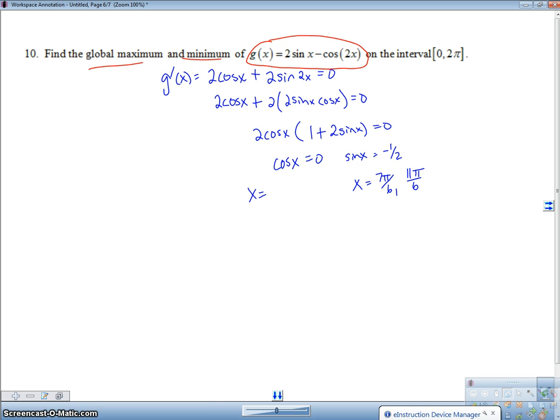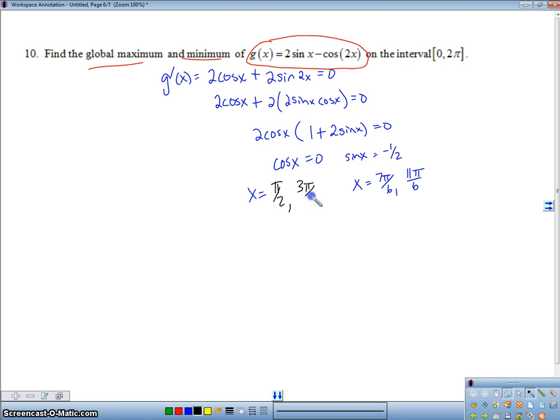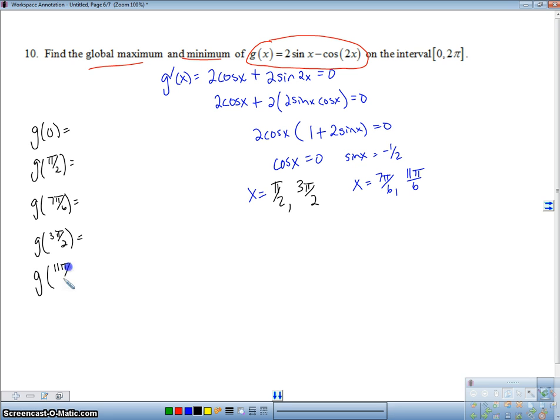And then on the cosine x equals 0 part, we're going to get pi over 2 and 3 pi over 2. Then we're going to do g of 0, because that's the endpoint. Then g of pi over 2, g of 7 pi over 6, g of 3 pi over 2, g of 11 pi over 6, and finally the last endpoint, g of 2 pi.